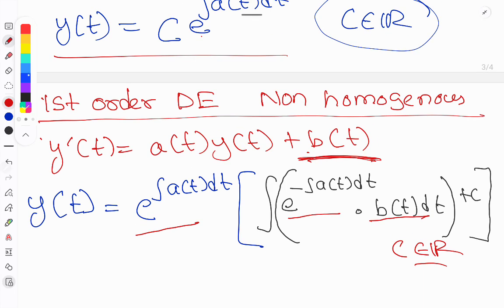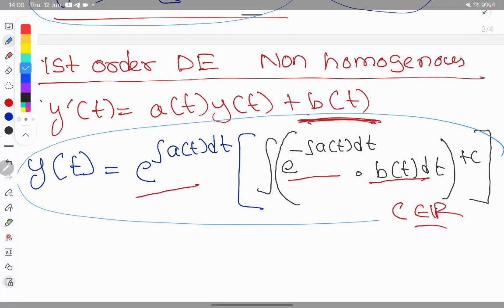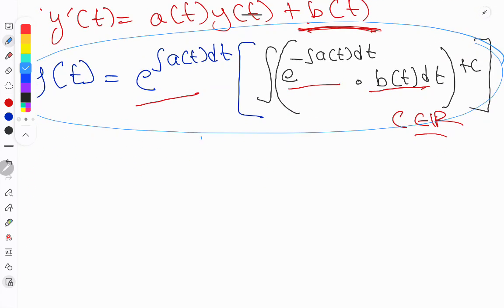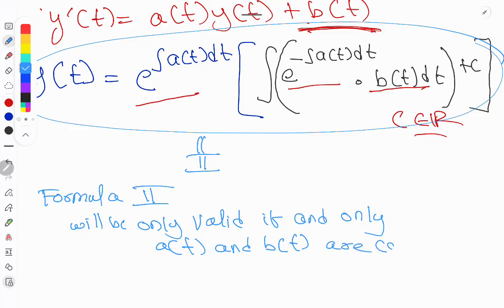And one more thing that I forgot to tell you: if you can prove this formula, I am writing formula 1, then if I do it for this one, it is proof for that one also. Formula 2 will be valid if and only if a(t) and b(t) are continuous.